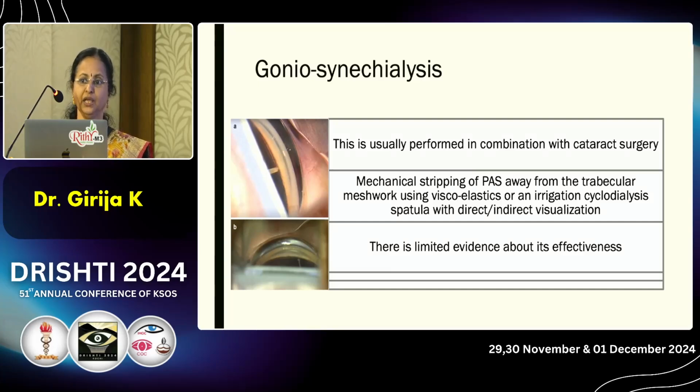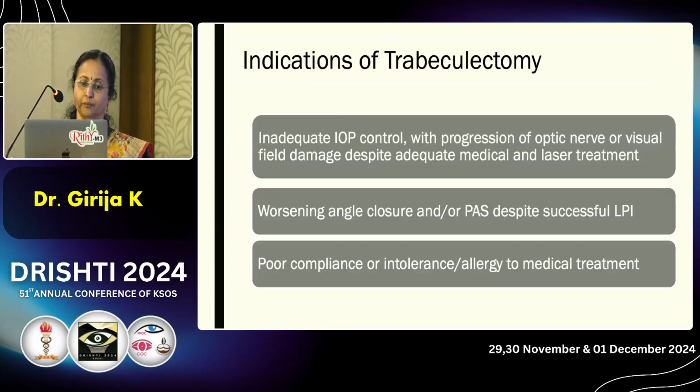The only thing is that can be done along with cataract surgery. And trabeculectomy is done only in cases with uncontrolled IOP with maximum medical treatment, in spite of the PI, and the synechiae is extending. If it's more than 190, usually you have to do a trabeculectomy. And if the patient is showing poor compliance and allergies, that's also very common nowadays, allergy to the various medications, so you may have to do a surgical treatment.